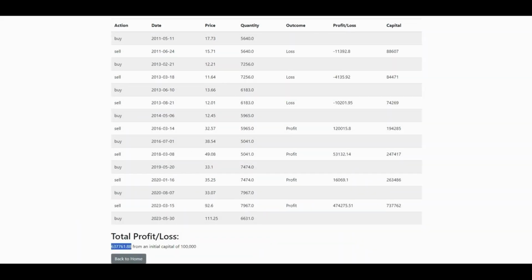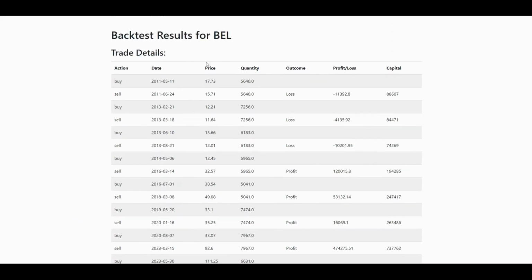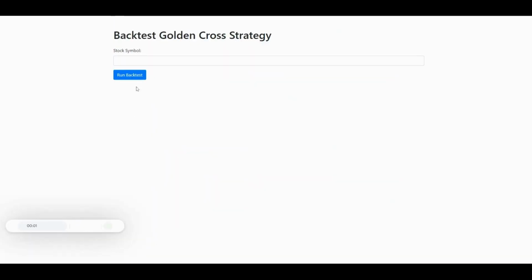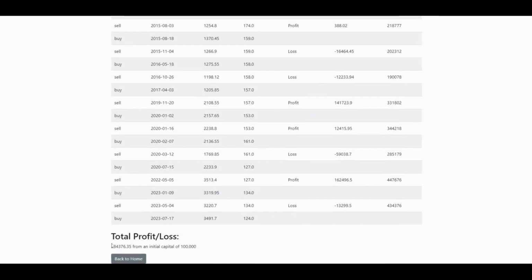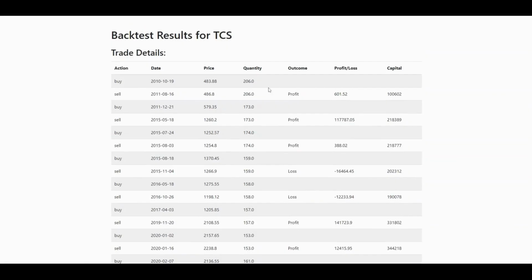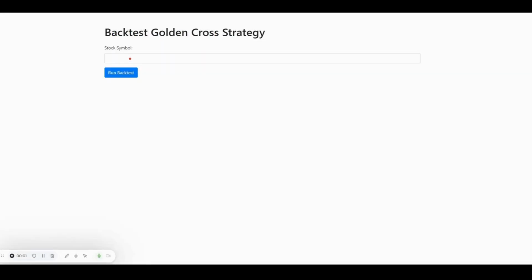Finally, the app displays all the trade details on the results page. This includes the profit or loss from each trade based on the Golden Cross signals. Here's the results page. It shows detailed information about each trade, including the entry and exit points, and the overall profit or loss. This comprehensive view helps us understand how well the Golden Cross strategy performed and whether it was profitable.